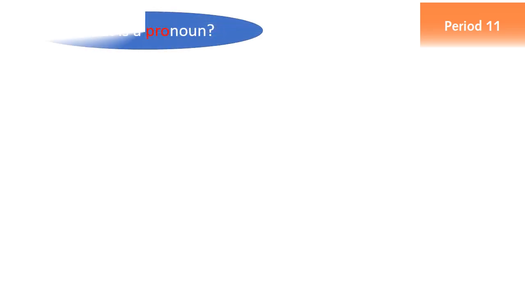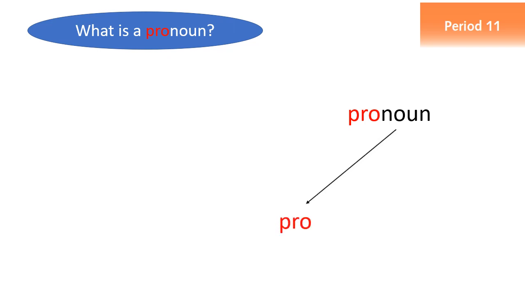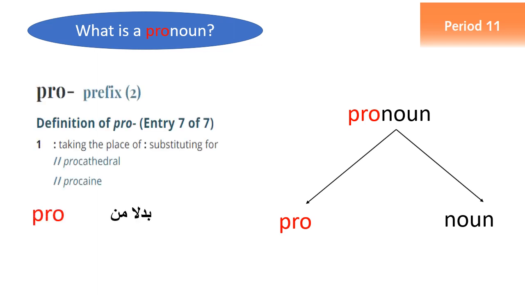So the next question would be, what is a pronoun? If you noticed here, the word pronoun consists of two parts: pro and noun. So, the first question, what is the meaning of pro? Yes, according to the Merriam-Webster dictionary, pro means instead of.